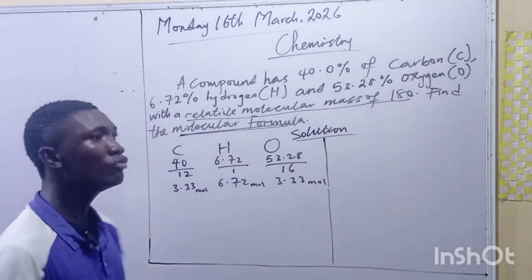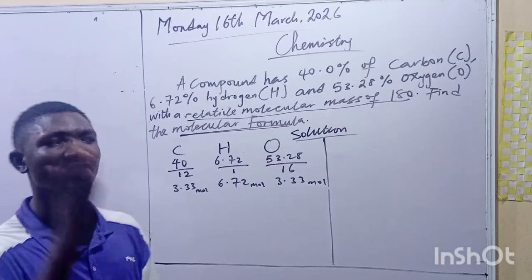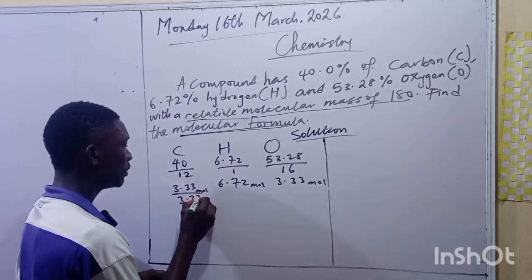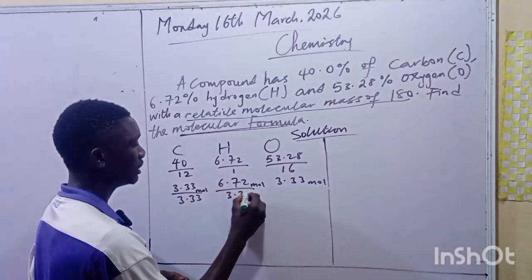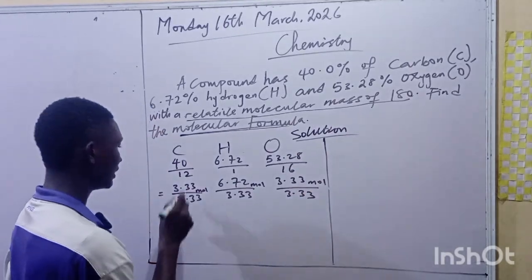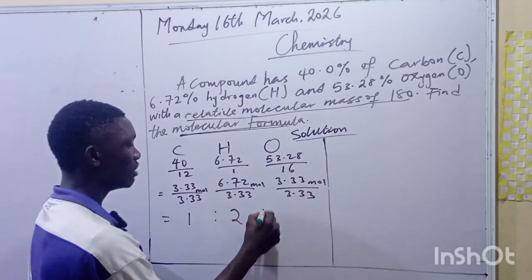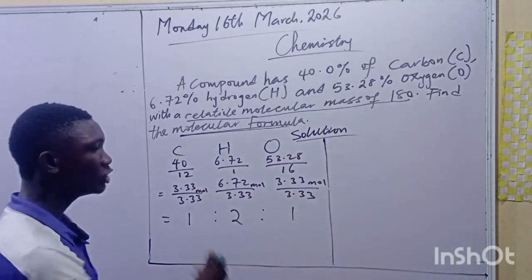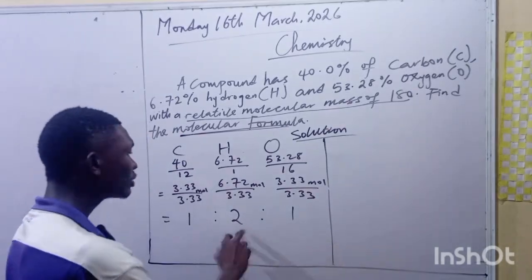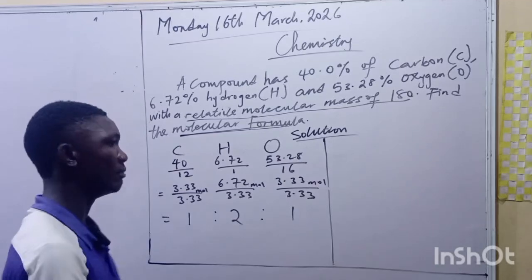Now that we have gotten the moles, you now divide by the smallest mole. Which one is the smallest mole? 3.33. Divide every other one by the smallest mole: 3.33 divided by 3.33, 6.72 divided by 3.33, and 3.33 divided by 3.33. Now, 3.33 divided by 3.33 will give me a ratio of 1. This one will give me 2, and then 1. You can see that these ratios are in their smallest whole number ratio. You see them, nothing can divide them.